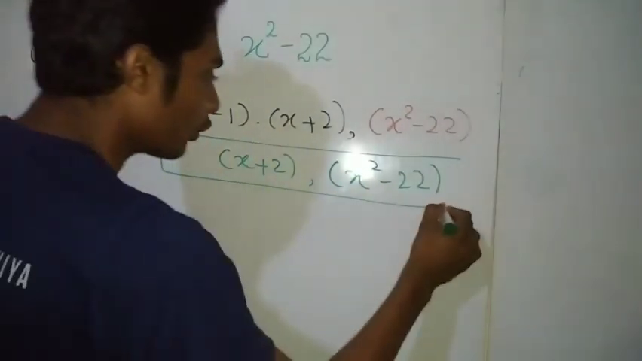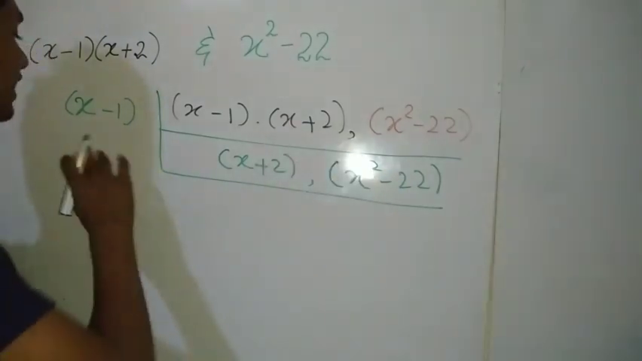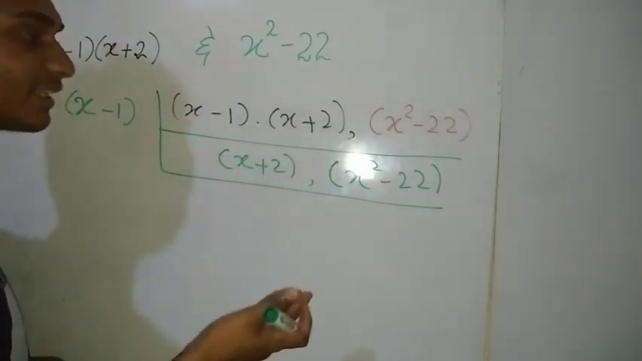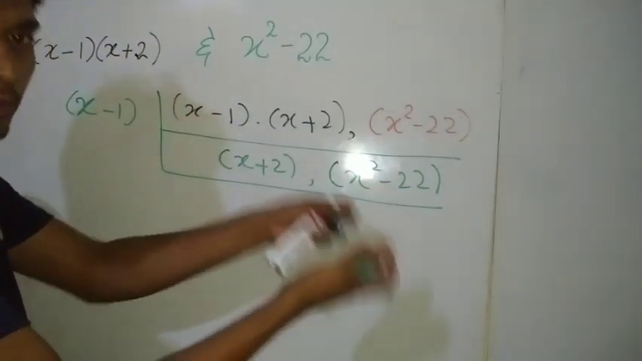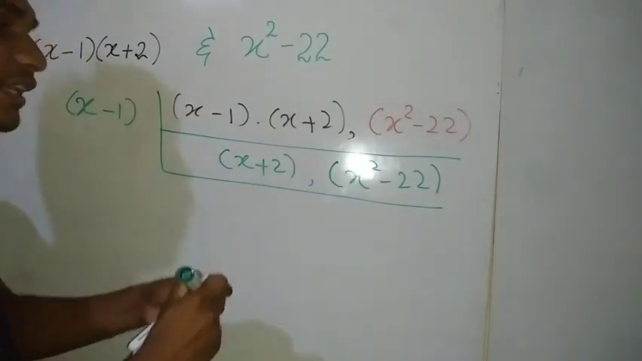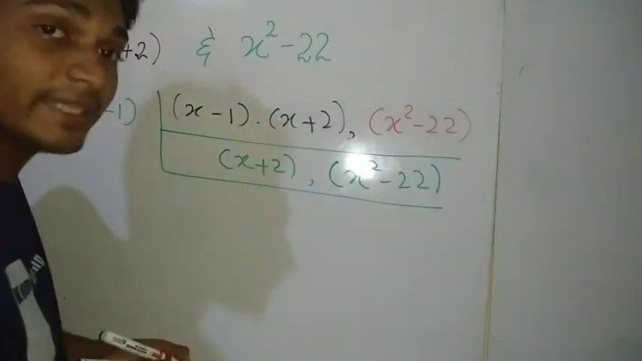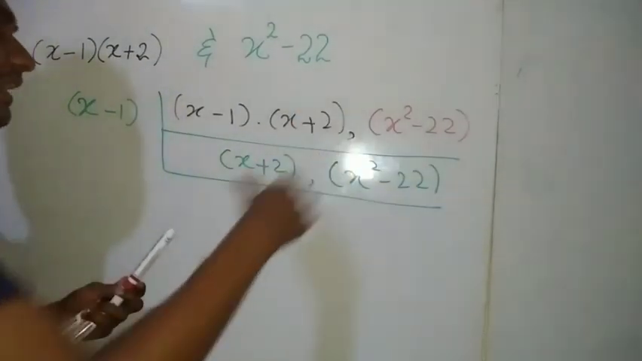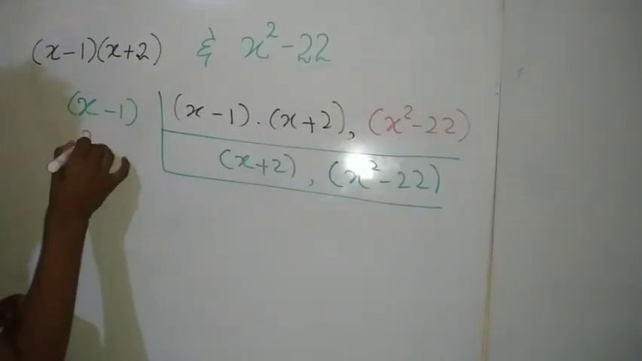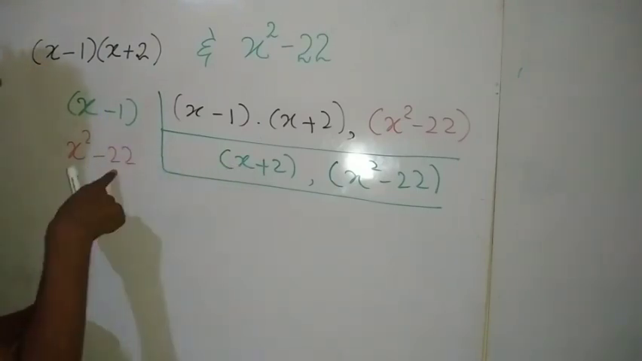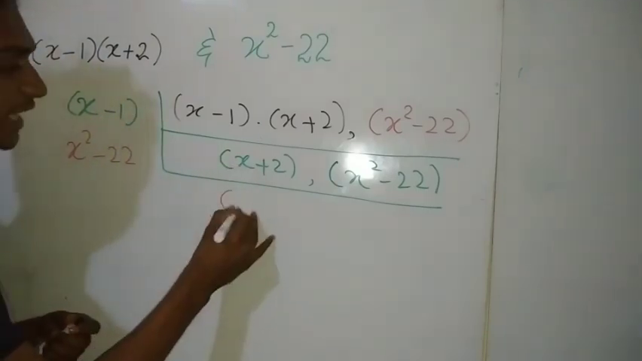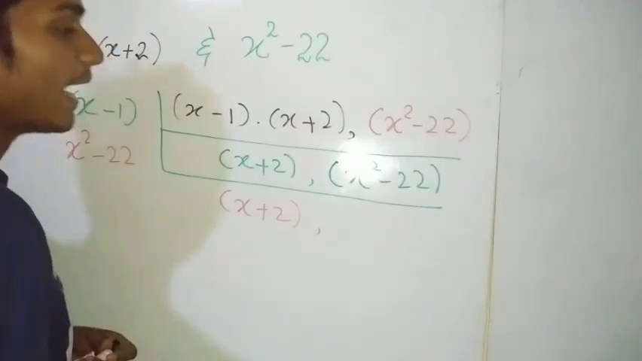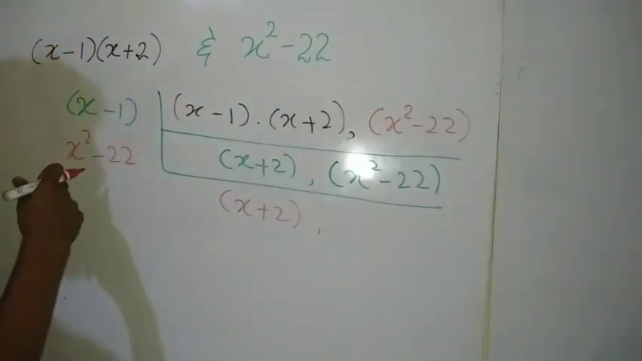Now you are going to select the next number. x minus 1 is done and dusted. Now the next number is x plus 2 or x squared minus 22, whatever you like, you can select. So let me select x squared minus 22. You can select x plus 2 also, doesn't really matter, but I'll select x squared minus 22. If I select x squared minus 22 here, x plus 2 cannot be divided by x squared minus 22, so x plus 2 should be written here, and x squared minus 22 divided by x squared minus 22, right?